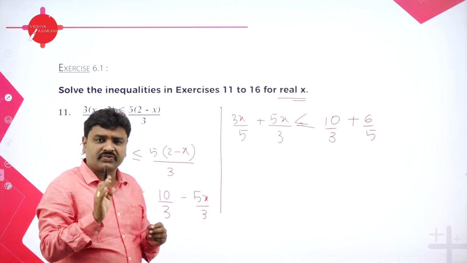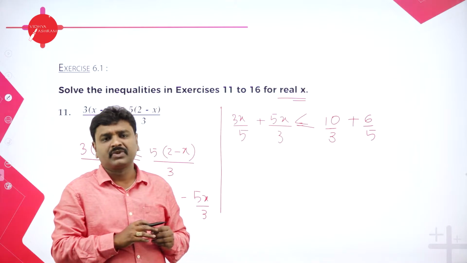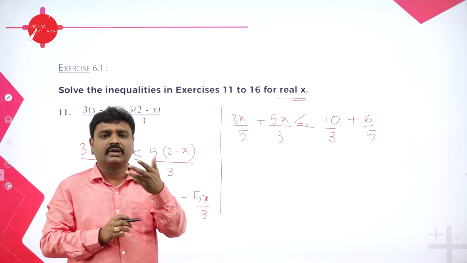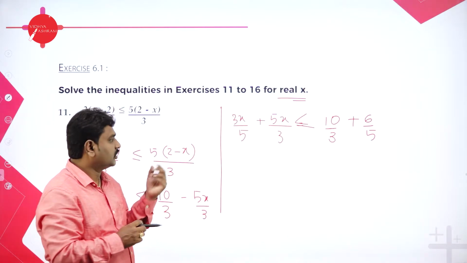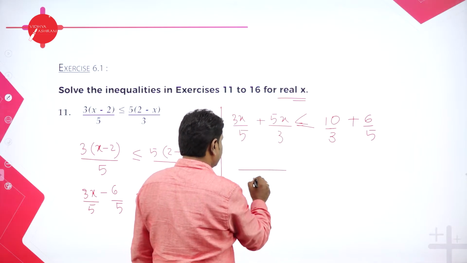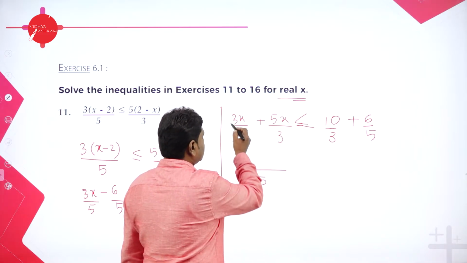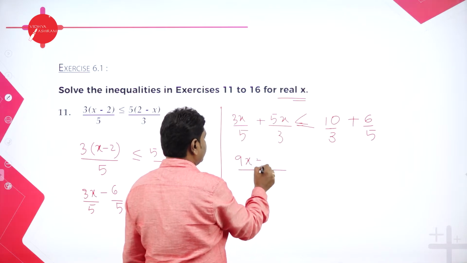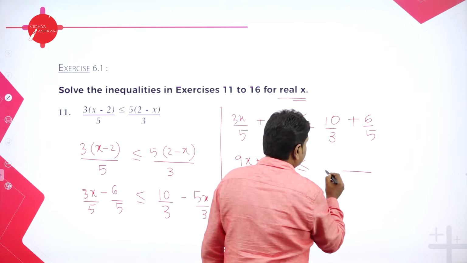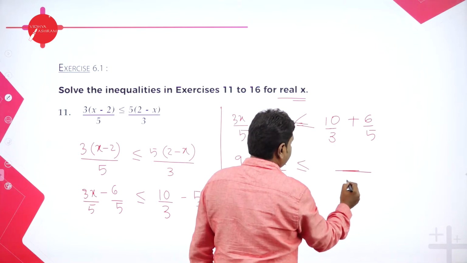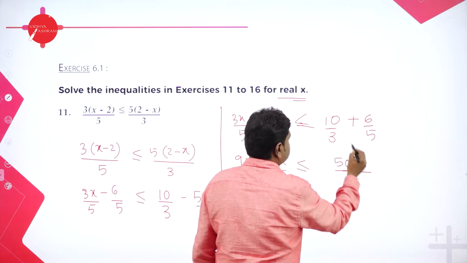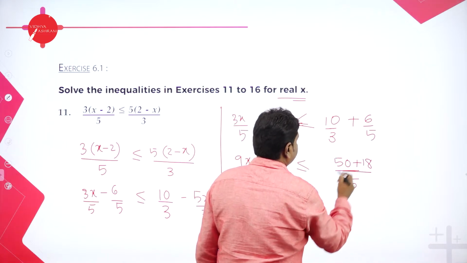I told you rules of equality and inequality both are same. Only when you change the sign or when you take reciprocal, the relation changes. So here, what is the LCM for these two? 3 and 5. LCM is 15. Cross multiply 9x plus 25x less than or equal to, take LCM again. LCM is 15. Cross multiply 50 plus 6 3s are 18.